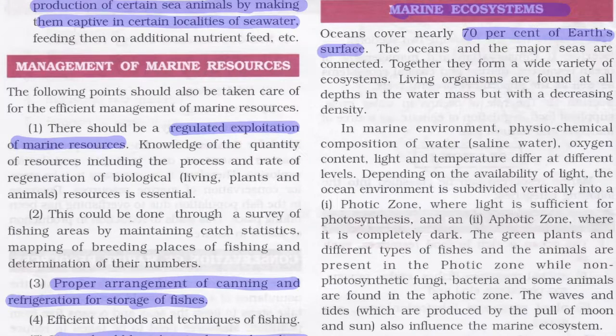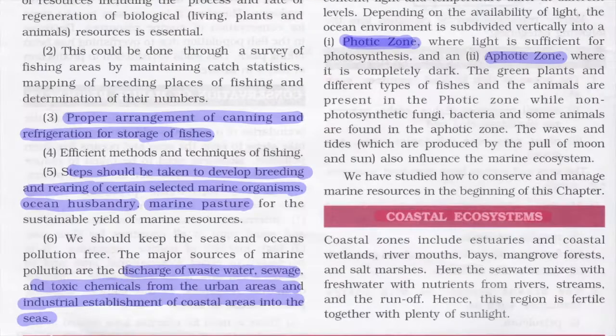Depending on the availability of light, the ocean environment is divided vertically into the photic zone and the aphotic zone. In the photic zone, light is sufficiently present and photosynthesis is possible. In the aphotic zone, it is completely dark and photosynthesis is not possible, and only non-photosynthetic fungi, bacteria and some animals are found there. The waves and tides produced by the pull of the moon and the sun also influence the marine ecosystem.